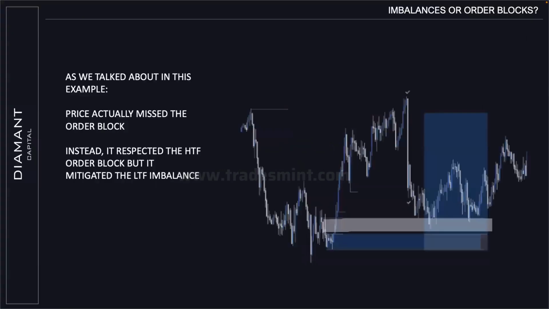lower time frames. Okay, so as we talked about in this example, price actually missed the order block at the bottom, the extreme order block. Instead, it respected the high time frame order block over here, as you can see. But if we were just looking at the lower time frame, what did it respect? It respected that imbalance just above the extreme order block right there. So that's an idea that we're going to be having moving forwards.